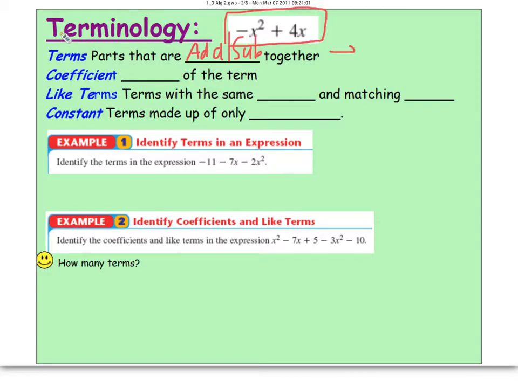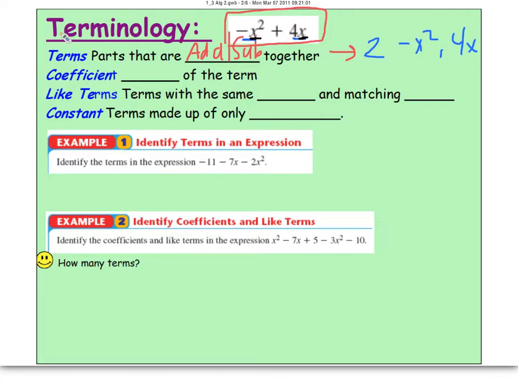So in this particular example, we see that there's two terms. One of them is negative x squared, the other is 4x. The coefficients are the numbers in front of the various variables. Now on here we have two variables. We have x squared and we have x.